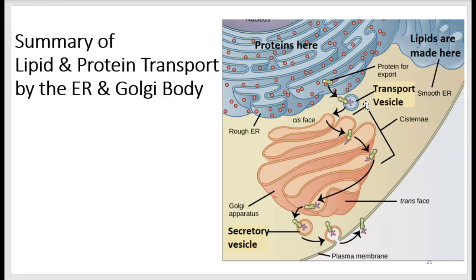This transport vesicle then travels to the cis face of the Golgi body, fuses with the Golgi's membrane at the cis face, and releases its contents into the first sac of the Golgi. As that protein moves throughout the adjacent sacs of the Golgi body, it can be altered by some enzymes in the Golgi. Carbohydrate can be added, and that process is called glycosylation. At the trans face of the Golgi body, secretory vesicles bud off, and these secretory vesicles contain the modified protein.